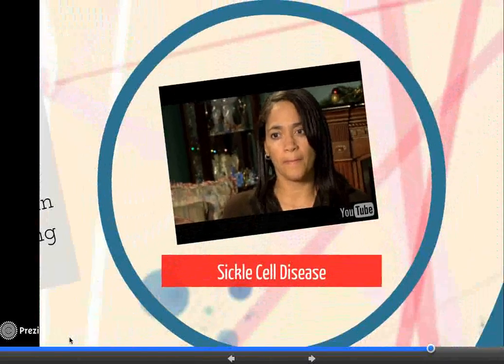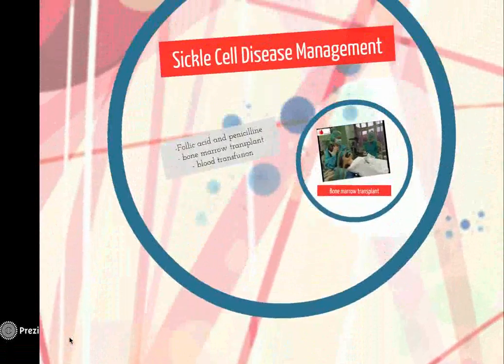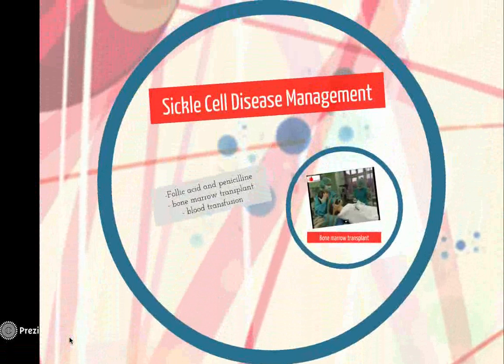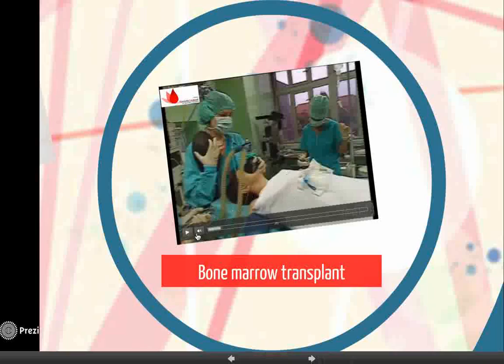So it can be actually a threatening disease. The full blood count reveals that hemoglobin levels vary in the range from 6 to 8 grams with a high reticulocyte count. For the management, we have a variation from folic acid and penicillin, bone marrow transplant, which is the thing that everyone should go for if it's really bad, and blood transfusion, which is the most common one.